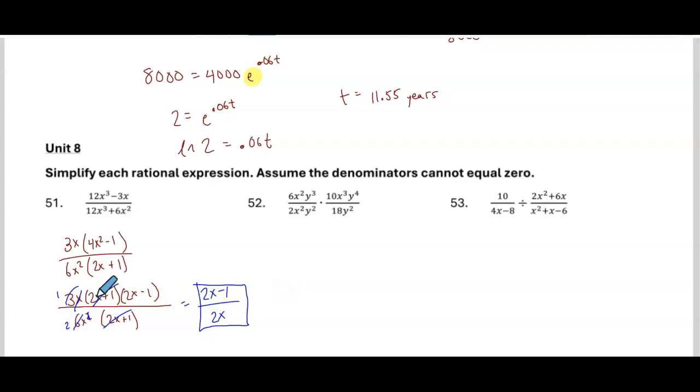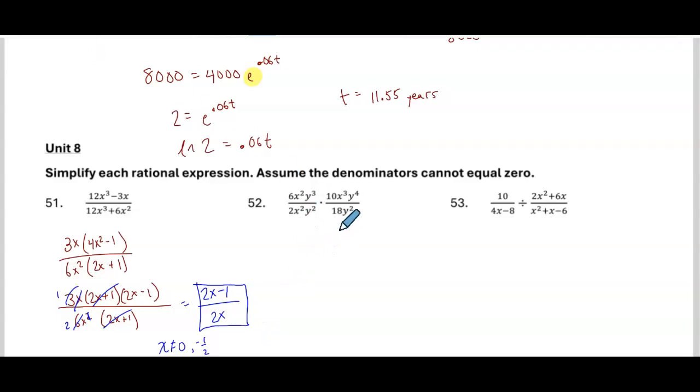All right, and then I just have to remember that denominators cannot equal 0 here. So I have to do my excluded values. X can't be 0 for the first part, for the GCF part, and negative 1/2 for the second part. Okay, moving on.